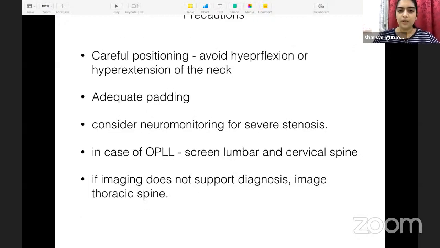Certain precautions need to be taken. Careful positioning, as sir said: while positioning and intubation, one must avoid hyperflexion or hyperextension of the neck, with adequate padding of all bony prominences. One must consider neuromonitoring in severe stenosis. In case of OPLL, screening of the lumbar as well as the cervical spine should be done. If imaging does not support the diagnosis, then one must image the thoracic spine as well.